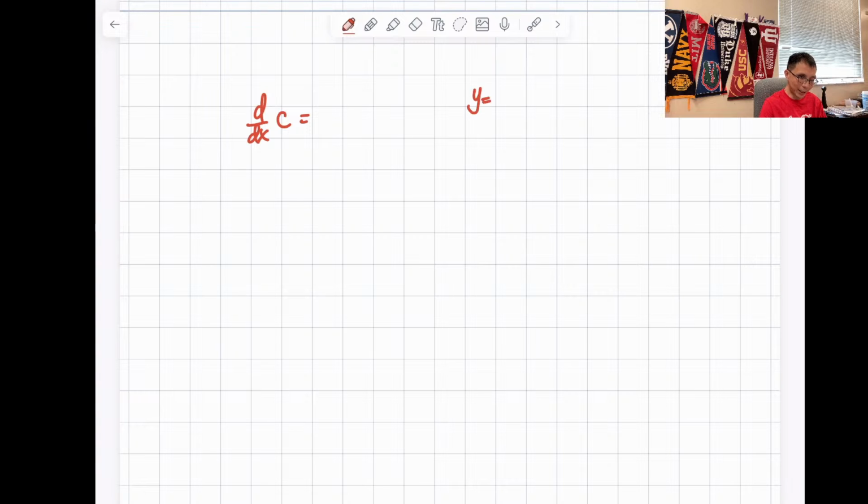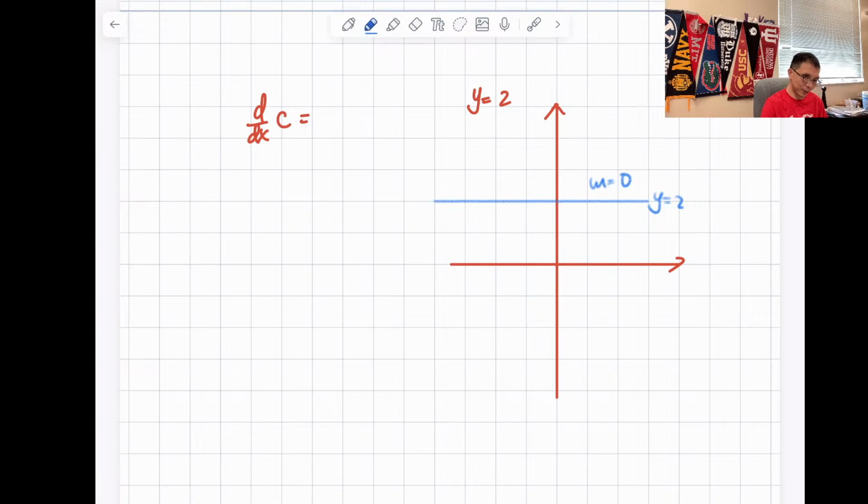Okay, so y equal to 2 is a horizontal line, where c is a constant. It doesn't matter what the c value is. c could be 2, could be 3, could be 4. So here, y equal to 2. Now what is the slope? The slope is going to be 0. So the derivative d over dx of c is equal to 0.